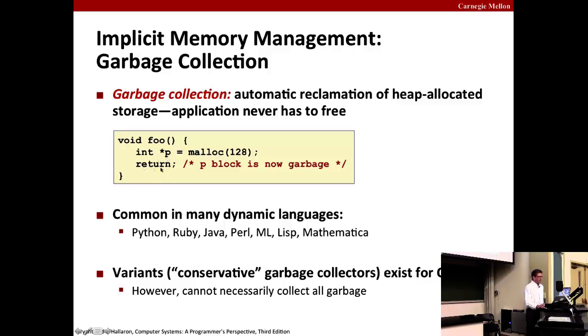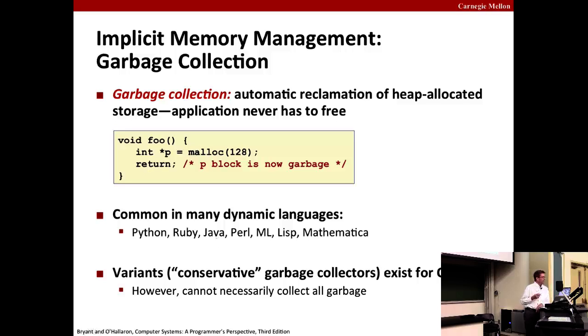So once this function returns, the block of memory pointed to by p is garbage. It can never be referenced again, because there's no way for the program to get access to it. And so an allocator will recognize at some point that this block of memory is garbage, and then it'll free those blocks by calling free. It's exactly the same free call as we've discussed, but now it's called by the garbage collector, not by the application.